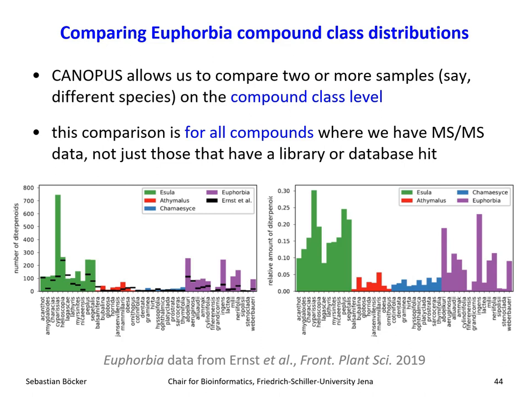Now, we might look into a little more detail. We can do the same for only the diterpenoids, but now for all the different Euphorbia species, the absolute on the left and the relative on the right for just diterpenoids. I'm not going into the detail. I must say that, by the way, this is not our data. That's taken from the Ernst et al. publication in Frontiers in Plant Science.